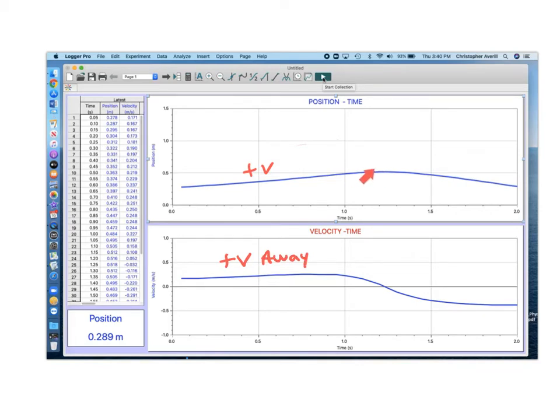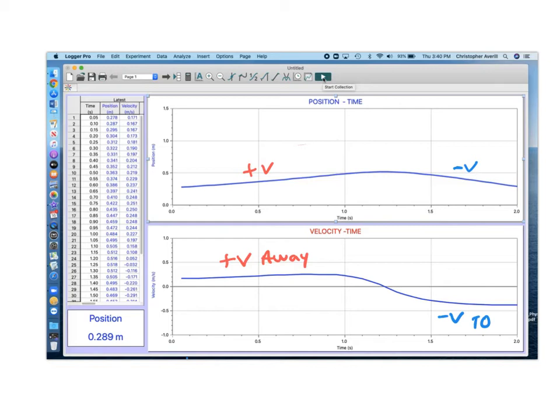Then we start to change direction. We have the motion detector going away, and then we bring it back towards the box, back towards the motion detector. That's shown over here by a negative slope, which also makes sense because down here we get a negative slope, and that's because we're going to the motion detector.